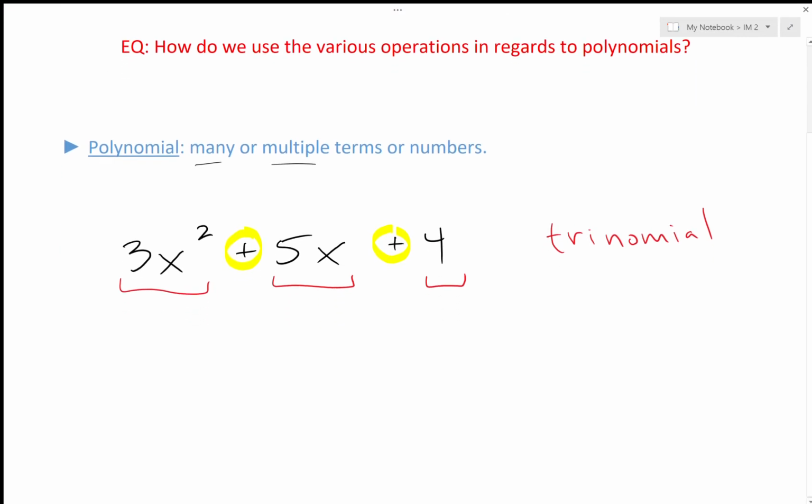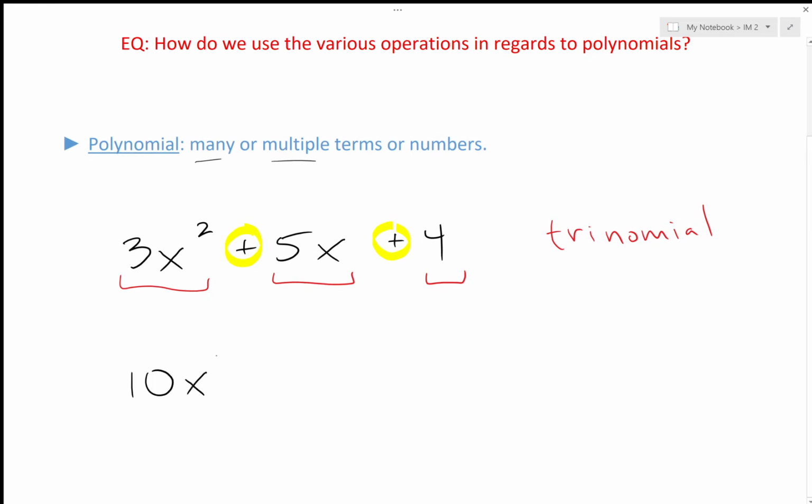Let's say we had 10x to the 4th minus 6x to the 3rd. So we can either look at the terms or look at how many operations there are. We have one minus sign, meaning that there are two terms here, the 10x to the 4th and the 6x cubed. It's still a polynomial, more than one term. Specifically, we can call it a binomial.